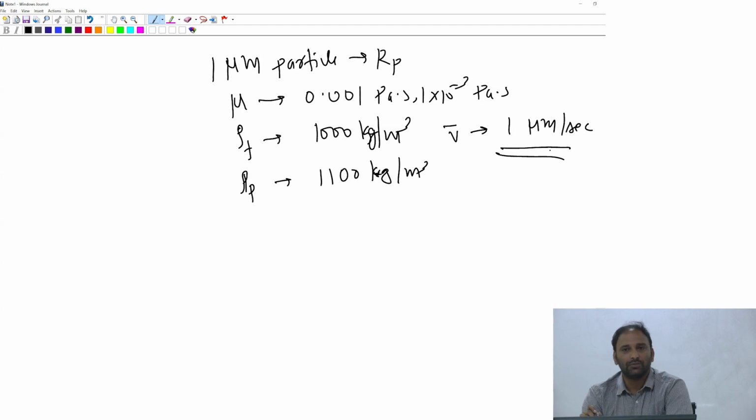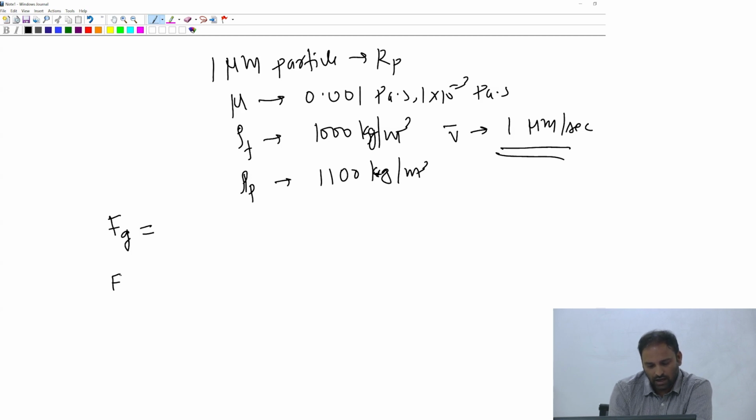If you put in all these numbers, can we get values for, say, Fg and Fb? Can you just quickly work it out? What's that? Volume is 4 by 3 pi r cube, right? So you know the dimension of the particle. You can actually calculate the volume of the particle.